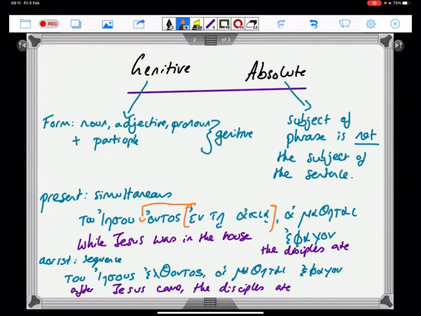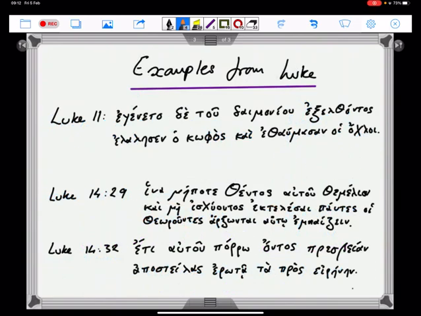Sometimes you will get phrases like the way I've written it there, where the word order doesn't necessarily help you tell whether en te oikia is where the disciples ate or where Jesus was. But on the whole, editors will help. Things like the comma there would have told you to take the en te oikia with the tou Iesou ontos. A couple of examples drawn from Luke.